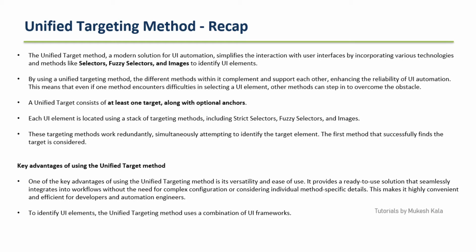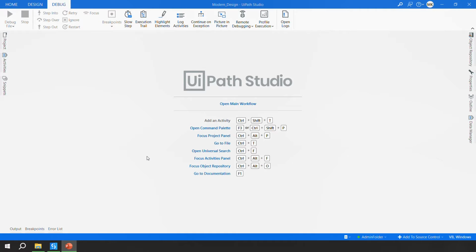Now what is the key advantage of using this? The key advantage, as you can understand, is the ease of use and how versatile it is. It provides a ready-to-use solution to seamlessly integrate workflows without complex settings or complex configuration. To identify any UI element, all these methods work together, and whichever is able to find the element first is returned. So that was a quick recap on the unified targeting method. Now let's see what exactly I mean by that.